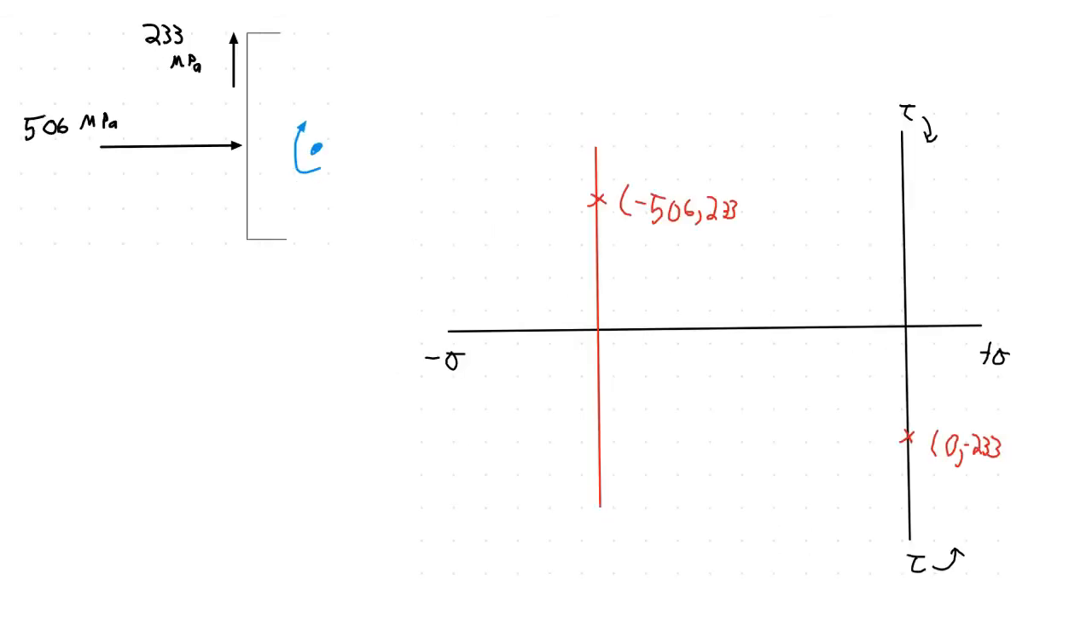Similarly, we look at our left side. We have our normal stress of 506 megapascals in compression, so it goes into our negative sigma, and 233 MPa for our shear. This one is causing a clockwise rotation, so it goes on the top side of our vertical axis.